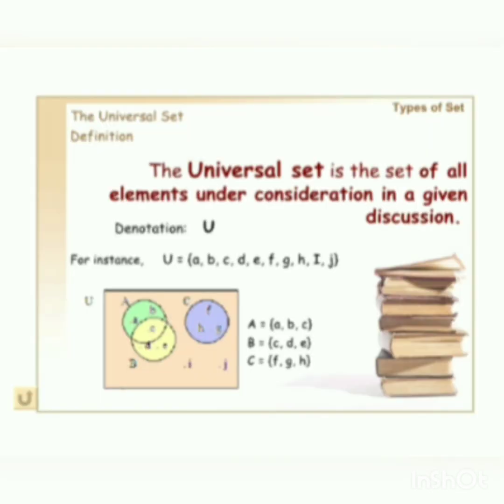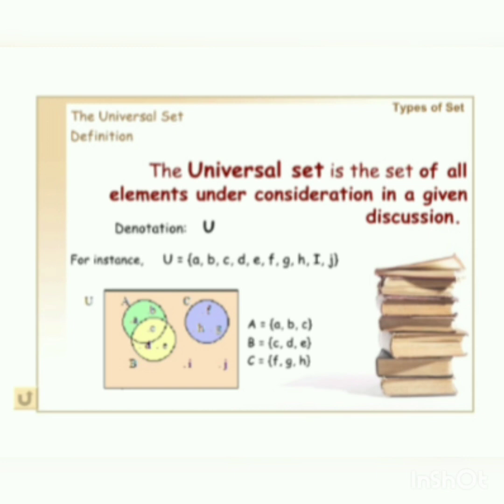Next one is universal set. Students, universal set is that in which all the possible sets are included. Here is the definition given. The universal set is the set of all the elements under consideration in a given discussion. For example, set A is equal to {A, B, C}, set B is equal to {C, D, E} and set C is equal to {F, G, A}. Students, sets A, B, C have the considered elements and these considered elements will be represented in a circle.